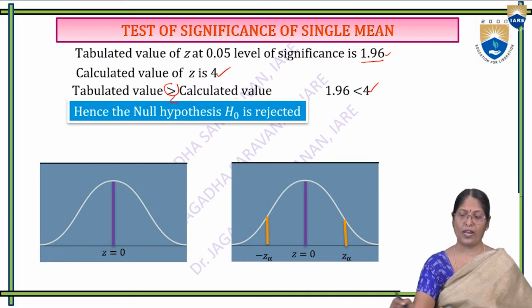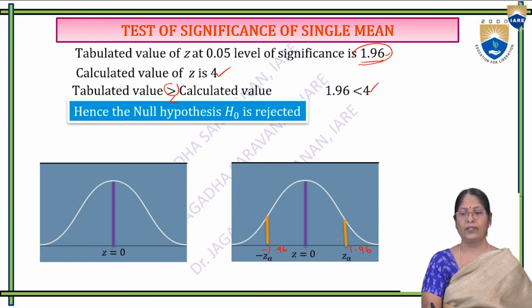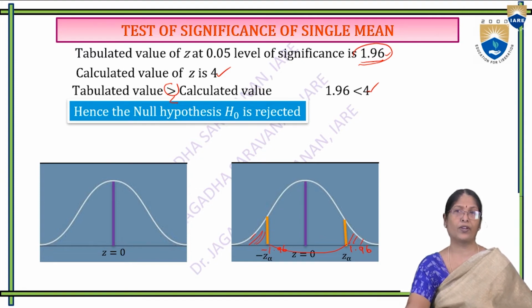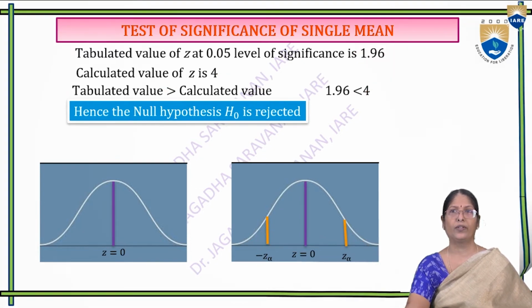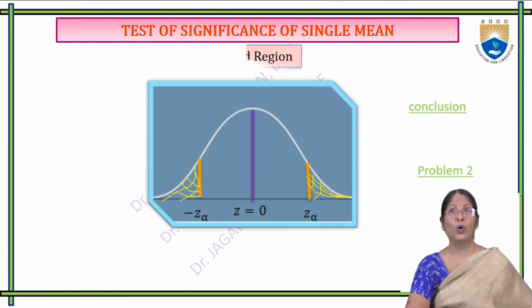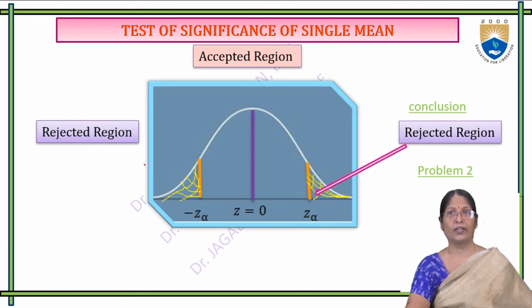Our tabulated value is 1.96. That is here, minus 1.96 to 1.96. This area is accepted, and these are the rejected areas. This is a graphical representation of a two-tailed test, so we can see it very clearly here: the accepted region and the rejected regions.